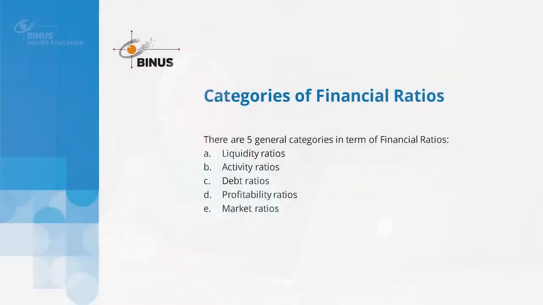There are four key financial statements. Those are the income statement, the balance sheet, the statement of stockholders' equity, and the fourth one is the statement of cash flow. There are five general categories of financial ratios. The first is liquidity ratios, then activity ratios, debt ratios, profitability ratios, and last but not least, market ratios.